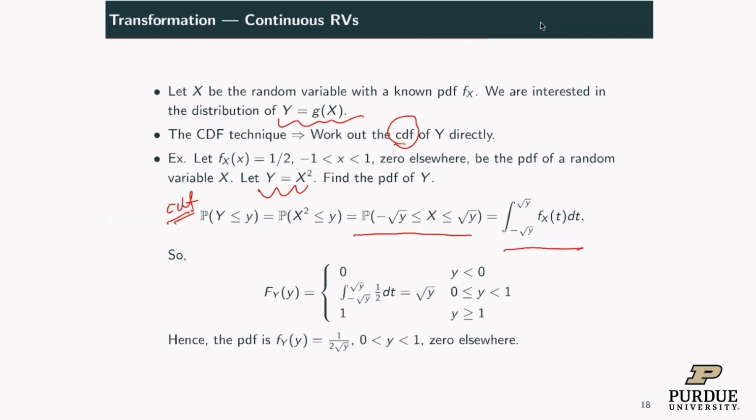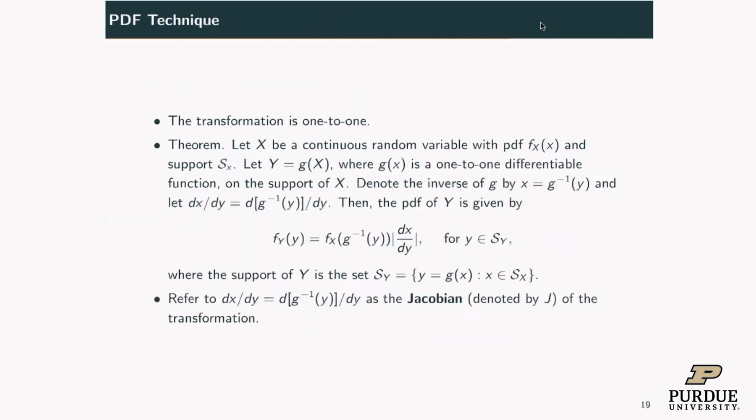Once we know the CDF of y, you take the derivative, and you can get the PDF of y. So that's called the CDF technique. So work out the CDF of y directly. There is another technique, called the PDF technique. For the PDF technique, you should apply it only in a special case: the transformation is 1 to 1. If the transformation is 1 to 1, that means you can get the inverse. So I have the transformation, I can get the inverse. Once I can get the inverse, I can calculate something called the Jacobian.